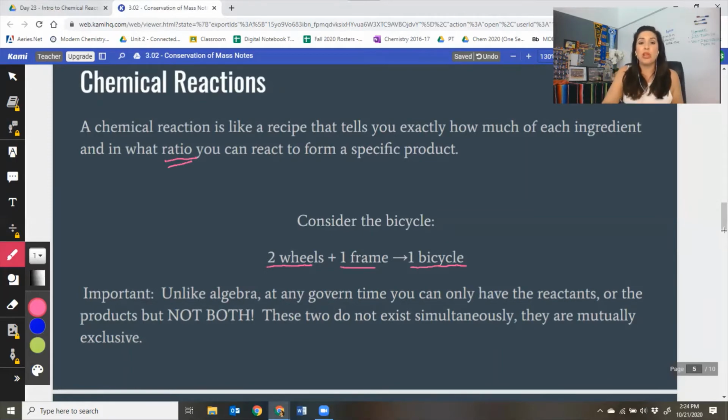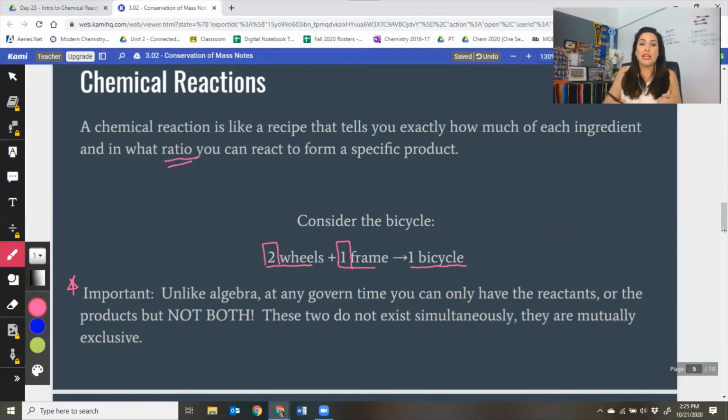So using the ratio here in front of the substance, we call this a coefficient. Adding a coefficient in front of the substance tells us a little bit about the quantity that we will need of that substance in order to make this reaction go in the right way. An important little star here is that unlike algebra, at any given time, you can only have either the reactants or the products, but not both.